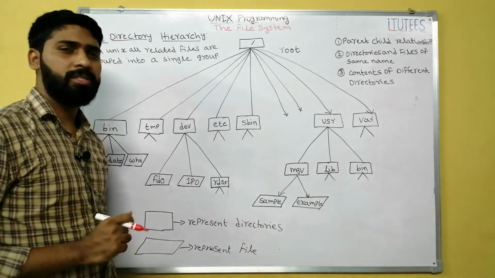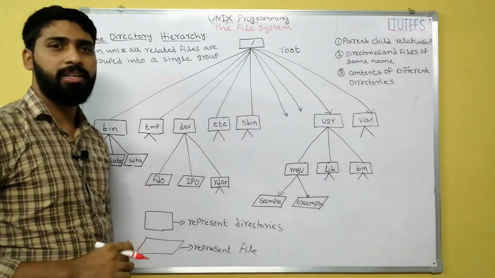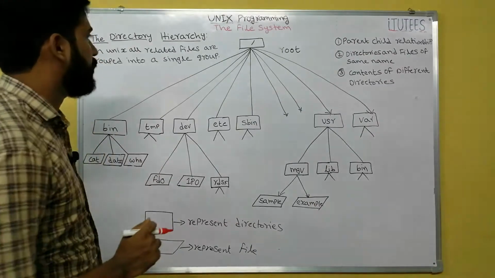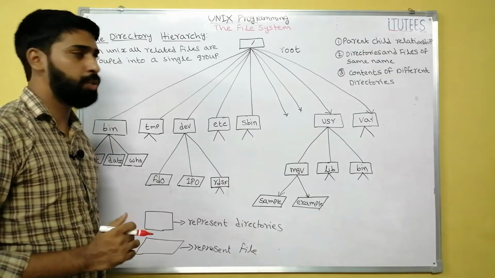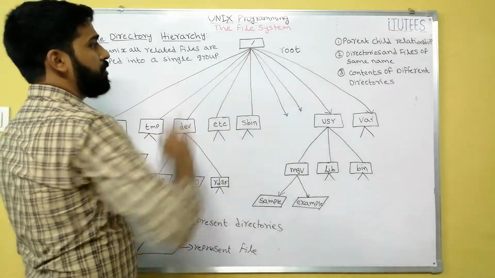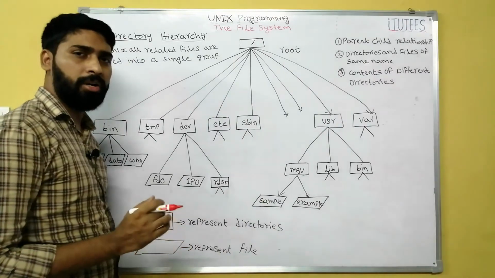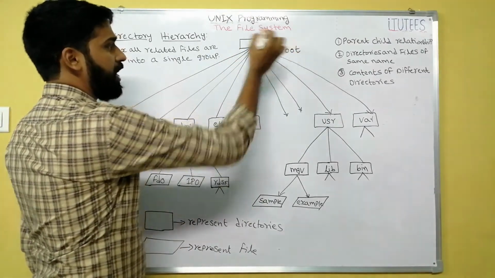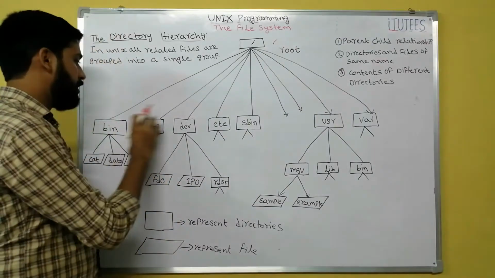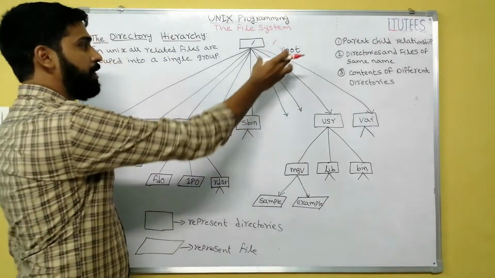So now we are going to discuss the directory hierarchy in Unix. This is the structure of the file system hierarchy in Unix. The topmost is root. All the files are referenced with the help of root. Root is indicated with a slash. And these are the different directories available in the root.